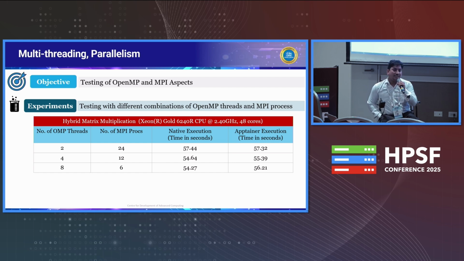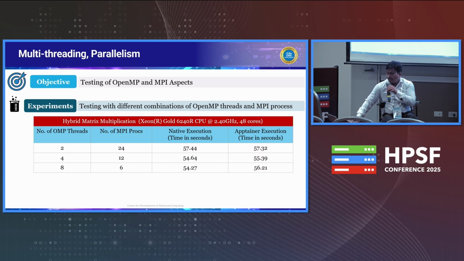Another aspect we explored is testing OpenMP and MPI, just wanting to check what happens if we change multi-threading or multi-processing. Any container certainly creates some kind of overhead compared to bare metal systems, but how robust can it be in a real-life application? Every application is implemented in a hybrid mode, so we wanted to check how Apptainer behaves when we change the number of processes with respect to the number of cores.